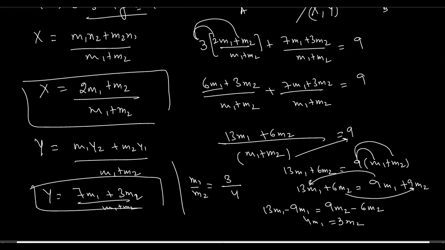So let's start. Why did you take the reciprocal of the terms? I mean, it was coming 4m1 is equal to 3m2. Why did you write 3m1 and 4m2? Because 4 is in the denominator and 3 in the numerator.